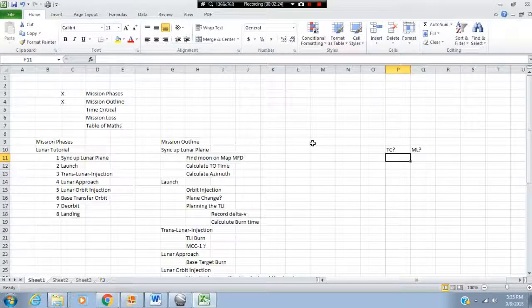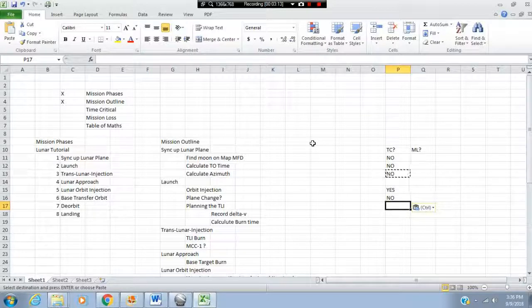So finding the moon map is not going to be time critical, and then calculating takeoff time and azimuth are going to be no as well, and then you're going to do an orbit injection. That's going to be time critical. Your plane change is going to be time critical because it needs to be performed at a node. Well, that's not necessarily true because the vast majority of your plane change would have been done here. And once you're in orbit, your difference in inclination really won't be changing that much. So we're going to go ahead and leave it like that.